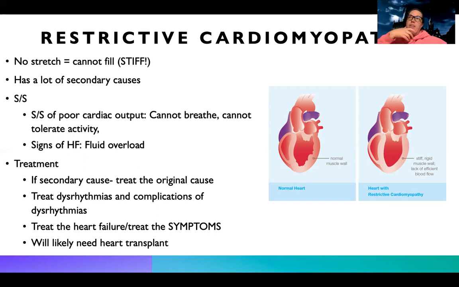It has a lot of secondary causes, so there are some autoimmune and other disorders that are related to this as well, but it's not well understood why this happens. These patients are going to have signs and symptoms of poor cardiac output. So they can't breathe, they can't tolerate activity, and they're also going to have signs of heart failure like fluid overload as well. If they have a secondary cause that's causing these stiff walls, then we're going to treat that original cause.